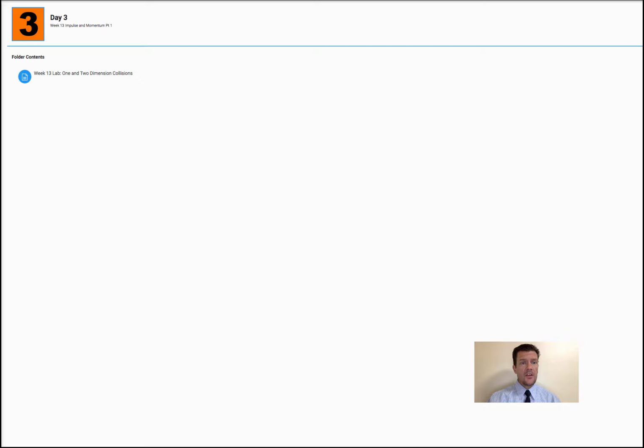In day 3 of week 13, there is a lab, so you're going to be looking at collisions. So I believe that one is using an online simulation and looking at 1 and 2 dimensional collisions, because that's what comes into play when you're looking at momentum and how it's conserved. As always, make sure you contact me if you need help.